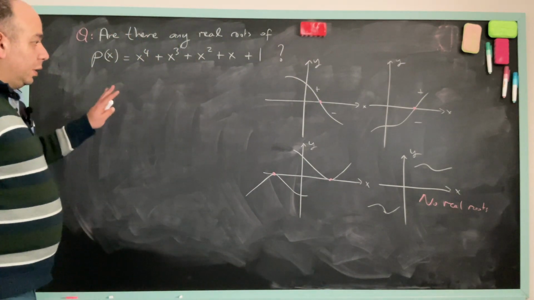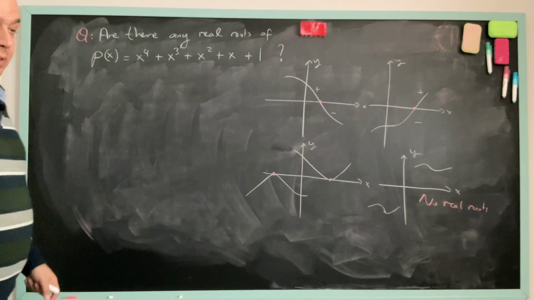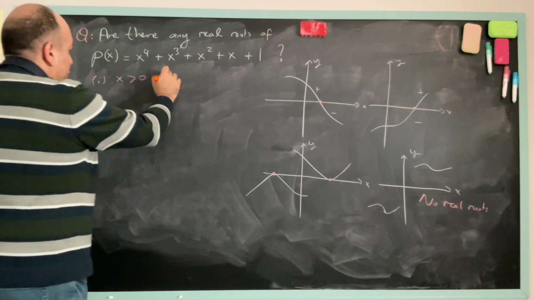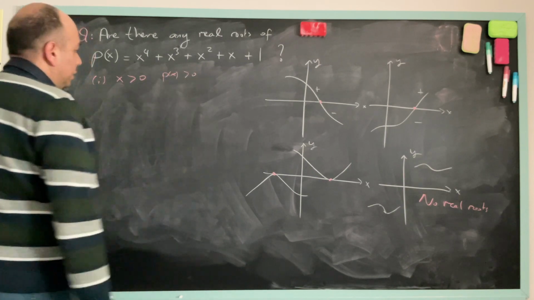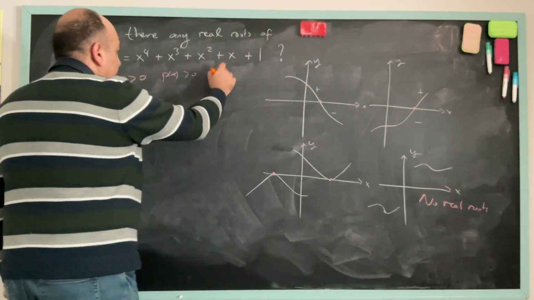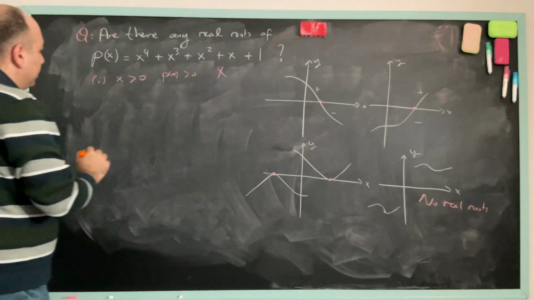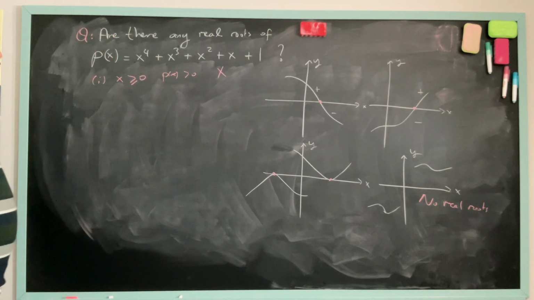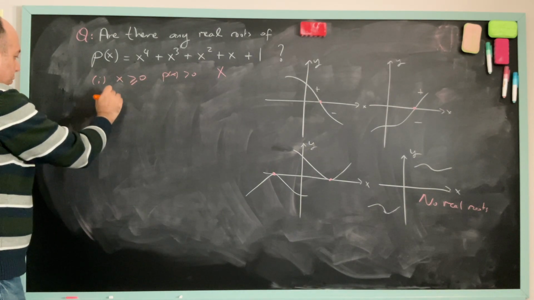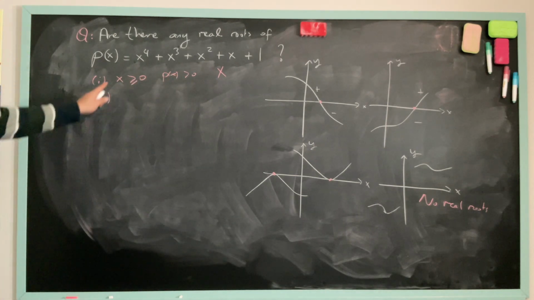Okay, so our first observation here: since the coefficients of these terms are all positive, in the first case, when x is larger than 0, p of x is always larger than 0. So it looks like this case here. So you'll have no real roots in this domain. When x is equal to 0, it's equal to 1. So I can actually include x equal to 0 in this case.